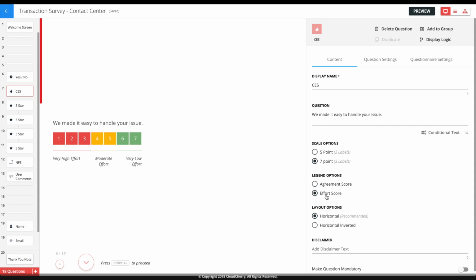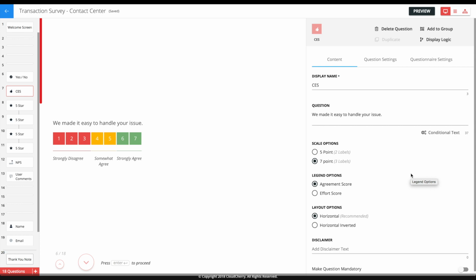If this is asked in terms of effort, usually the legends presented are about effort going from very high to very low. If it was in terms of agreement, the legends switch over to looking at whether a customer agrees with the statement being made or not. Scales, depending on how your organization has CES set up, may either be a 5-point scale or a 7-point scale, and both of these are fairly common in the industry for the purpose of benchmarking.